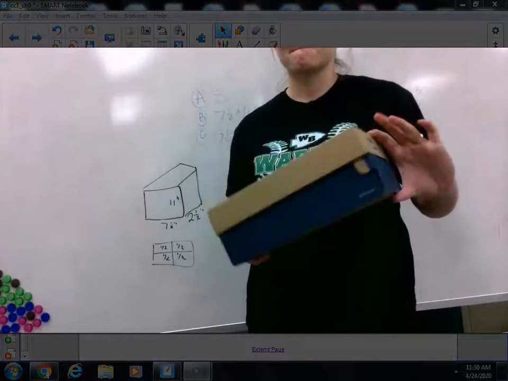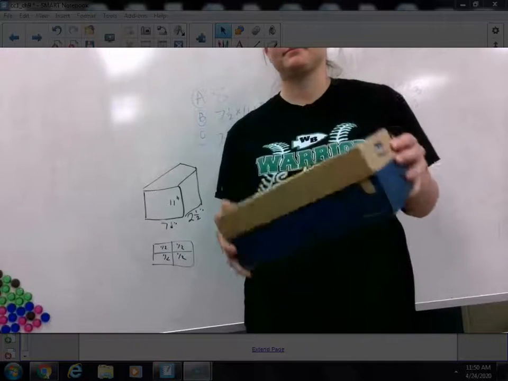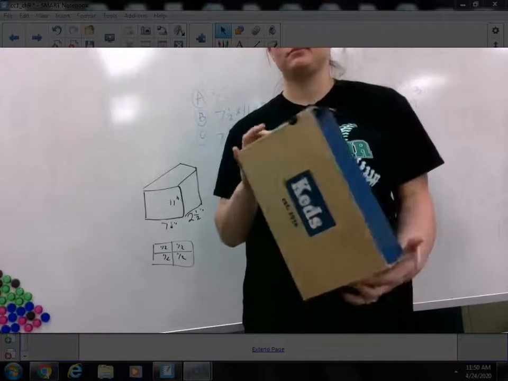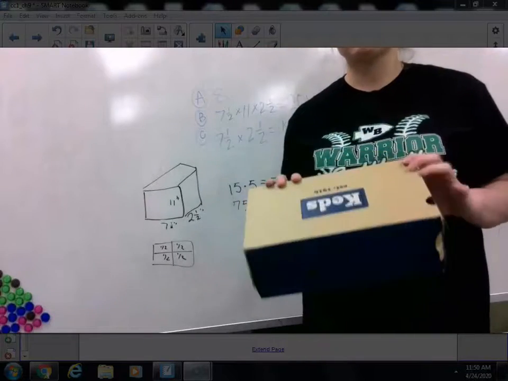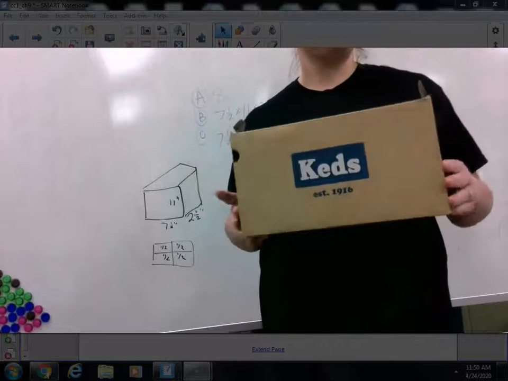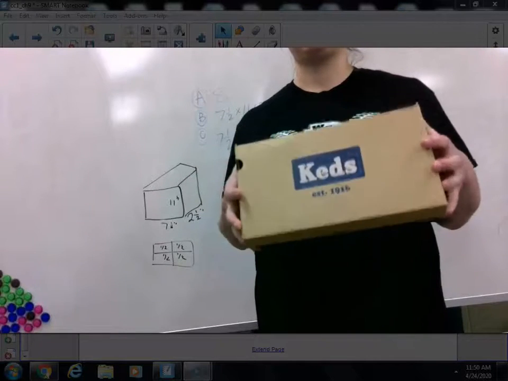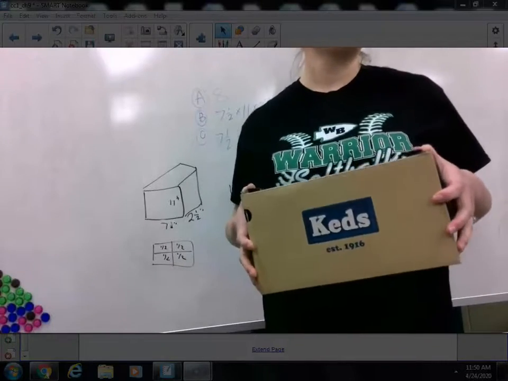So this is a rectangular prism. Notice that all of the sides are composed of rectangles. If you think about a gift box, a cereal box, or a tissue box, all of those are pretty standard rectangular prisms. So go ahead and draw or describe what that would look like if we unfolded all of the sides. So go ahead and take a minute, pause your video, and then we'll be back.